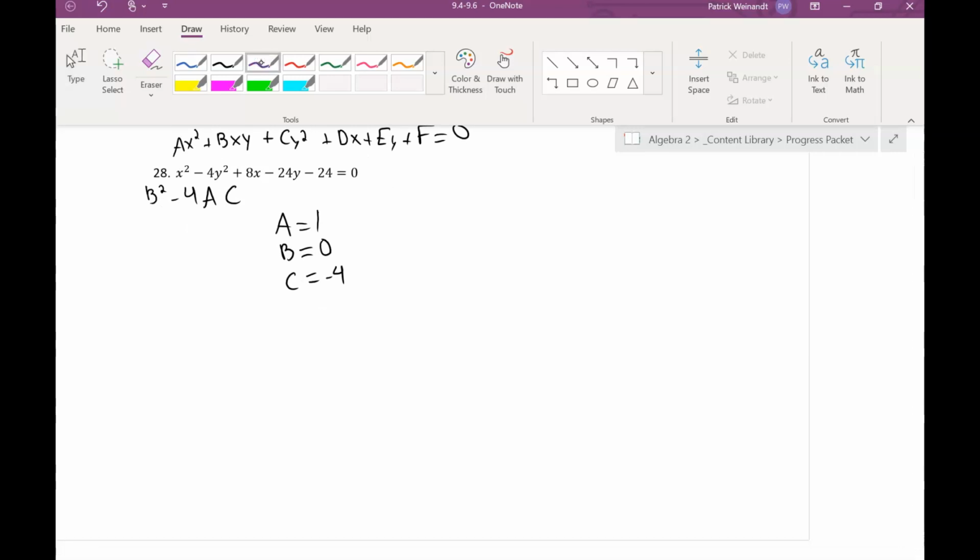So we know, if we plug this in, b squared minus 4ac, that's going to be 0 squared minus 4 times a, which is 1, times a c value of negative 4. Negative 4 times 1 times negative 4 gives us positive 16, which is greater than 0, which is only one option. We don't need to look at our a's, we don't need to look at our b's. Since our discriminant is greater than 0, this implies we have a hyperbola.